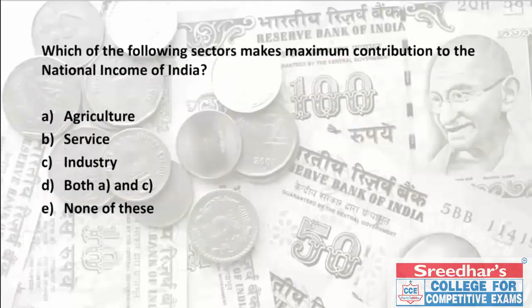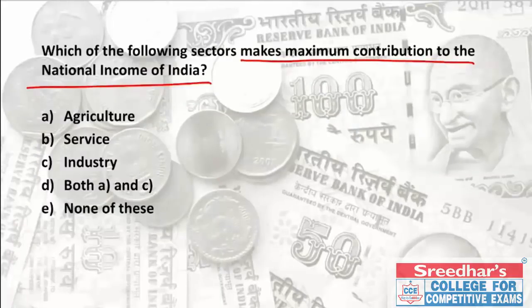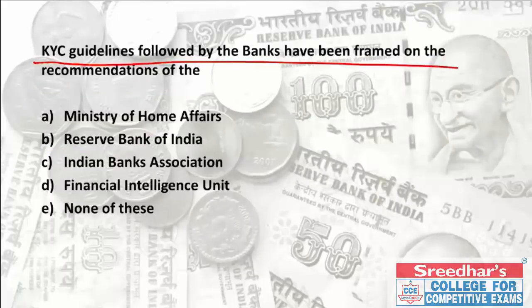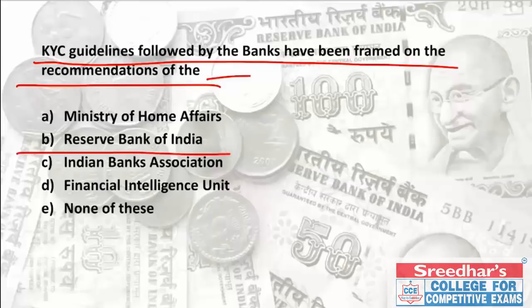Which of the following sectors makes the maximum contribution to the national income of India? Service sector. The service sector makes the maximum contribution to the national income of India. KYC guidelines followed by the banks have been framed on the recommendations of the Reserve Bank of India.